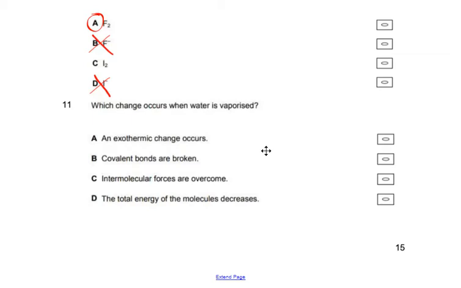When you vaporize water, you overcome the intermolecular forces, which in the case of water are hydrogen bonds. Water has an unexpectedly high boiling point because the hydrogen bonds are very strong.